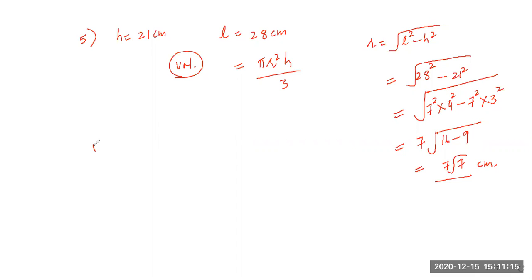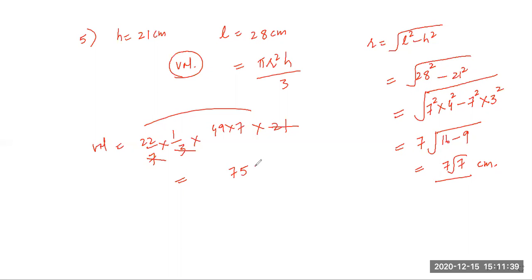So what will be the volume? The volume would be pi, 22 by 7, into 1 by 3 into r square, 343. So r square would be 7 sevens are 49, into 7, into the height, which is 21. So 7 into 3 is 21, 21 is gone. Whatever is left, you just multiply, and you will get the answer in centimeter cube. Beautiful. Okay guys, let's do more sums.